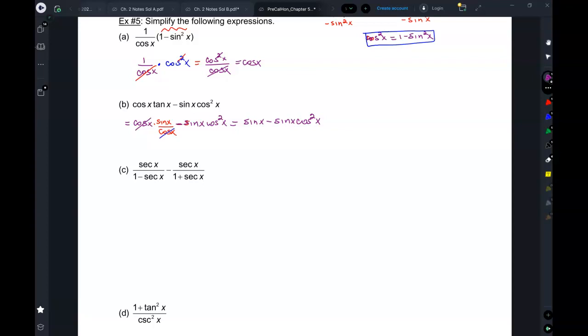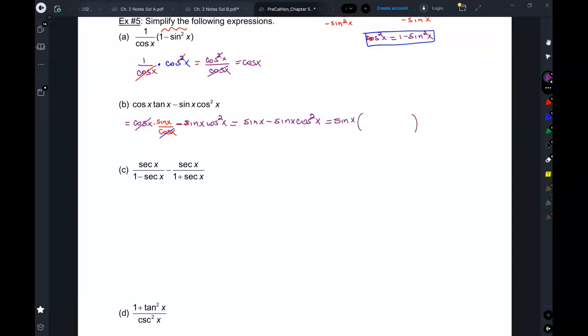Now, you can't subtract those, right? They're not like terms, so you can't subtract them. However, I have a sine x in this term. How many terms total are here? 2 terms. I have a sine x here and I have a sine x here. I can factor out a sine x. So I factor out a sine x.